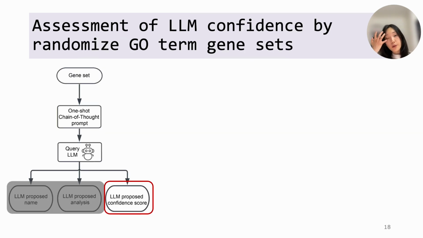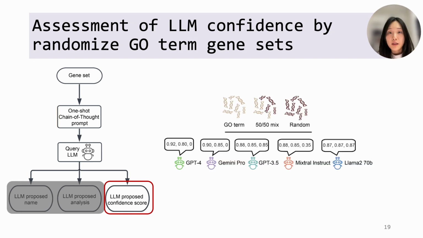So now I want to go through how we evaluate the LLM's confidence score, because it is equally important as we want to minimize the potential hallucination of LLMs. To assess the LLM's self-reflection ability, we curated a contaminated gene set by substituting half of the genes from a GO gene set with other random genes, and completely randomized a gene set to generate the random gene set. Then we evaluated the distribution of confidence scores for each set.